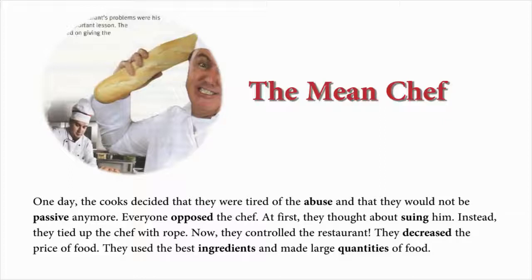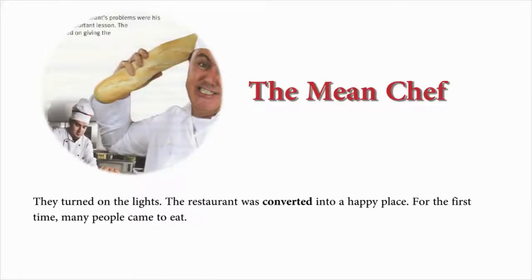Everyone opposed the chef. At first, they thought about suing him. Instead, they tied up the chef with rope. Now they controlled the restaurant. They decreased the price of food. They used the best ingredients and made large quantities of food. They turned on the lights. The restaurant was converted into a happy place.